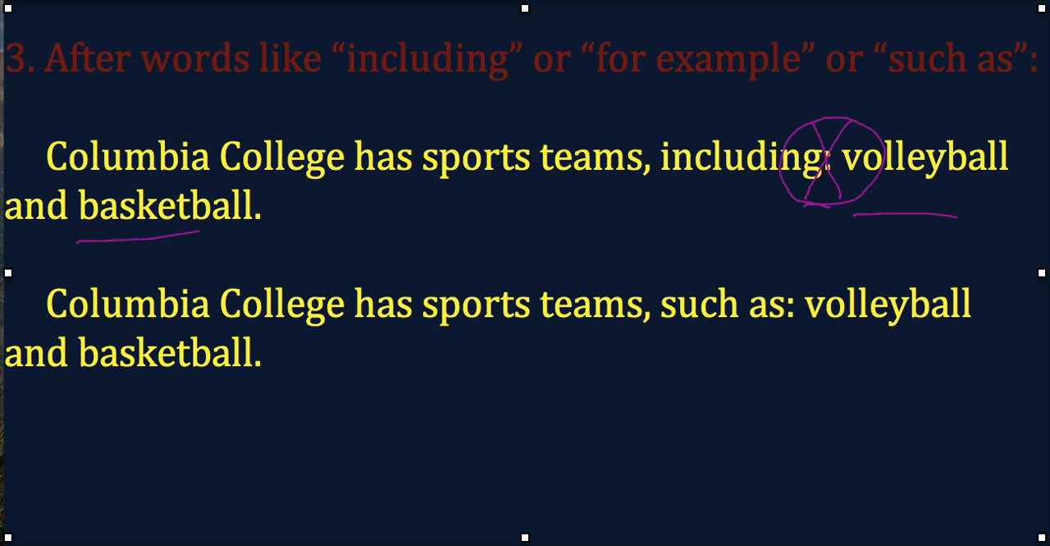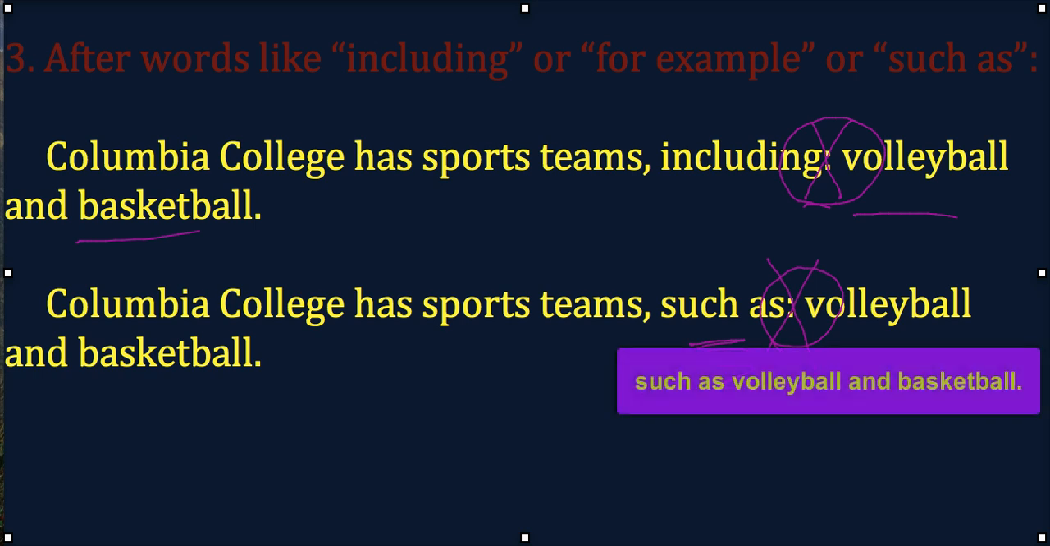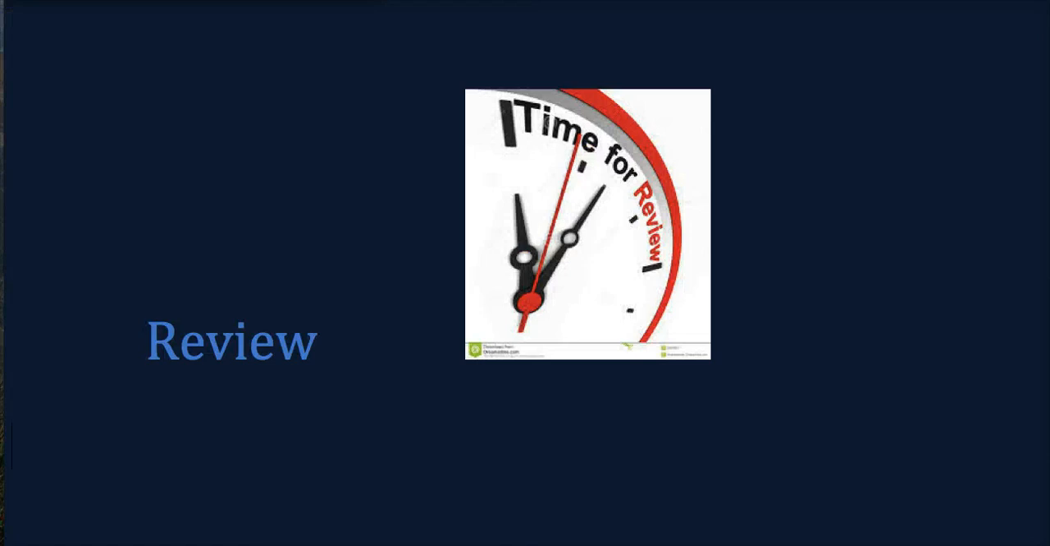Same down here. "Columbia College has sports teams, such as:" Be wary of that expression, such as. Nope, you don't want a colon there at all. Simply, "Columbia College has sports teams, such as volleyball and basketball." Okay, and that's it for colons.